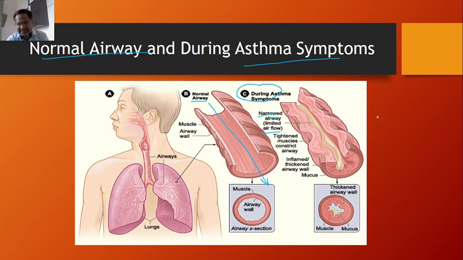You can clearly see this is the normal airway. Now what happens during asthma: there is a narrowing of your airway, so there is limited airflow, and due to that there is difficulty in breathing. The muscles of the airway contract and tighten, and there is thickened mucus because of increased mucus secretion from the goblet cells, and a thickened airway wall and increase in mucus production. Due to that it causes difficulty in breathing.